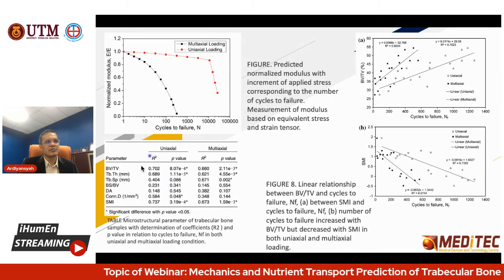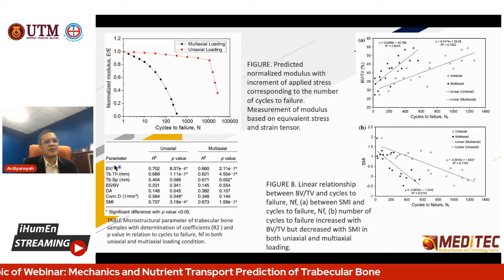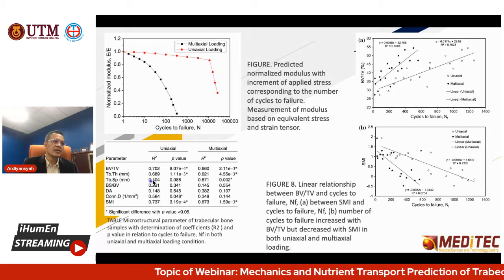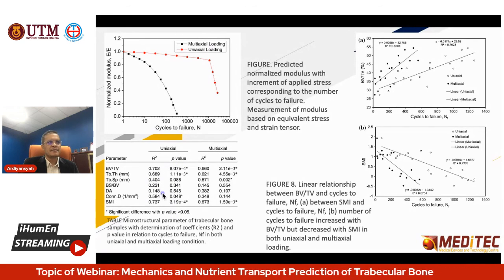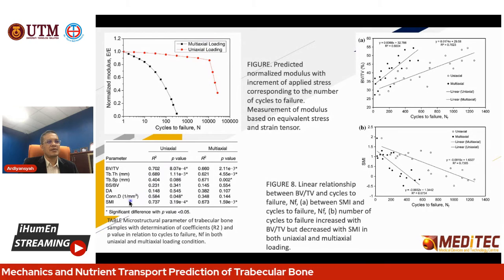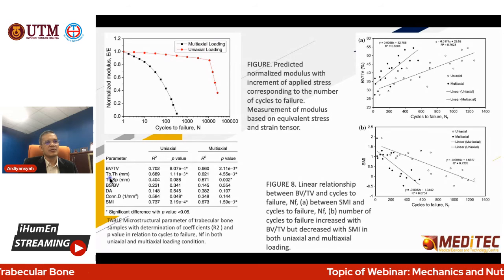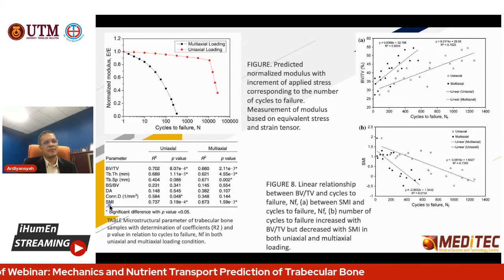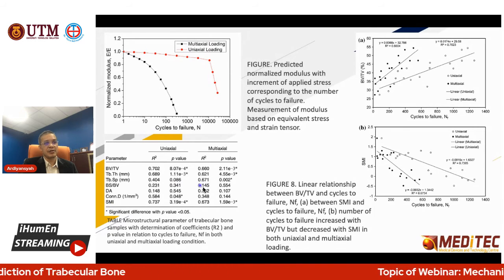Here you can also check the effect. We can also check the morphology that affects the fatigue life of the trabecular bone. If you check here, the biggest effect, the first, is the volume fraction. Another one is trabecular bone thickness and connectivity degree, and the SMI. These have more effect on fatigue failure in the trabecular bone.